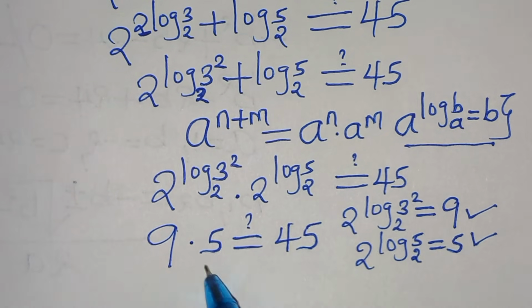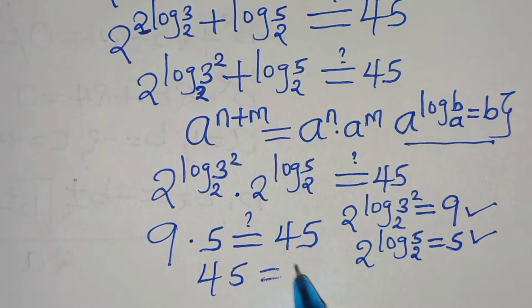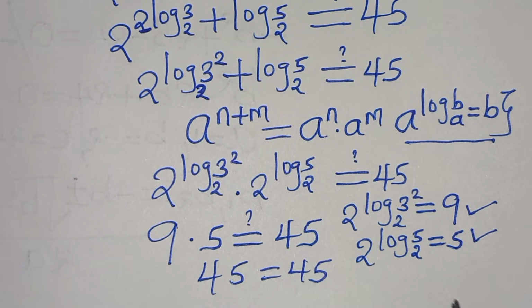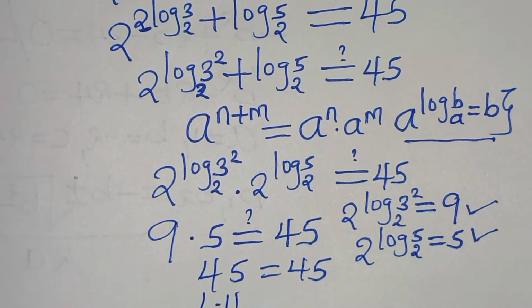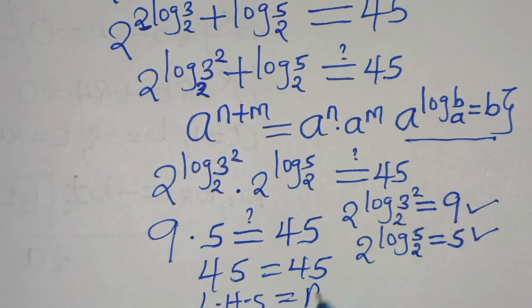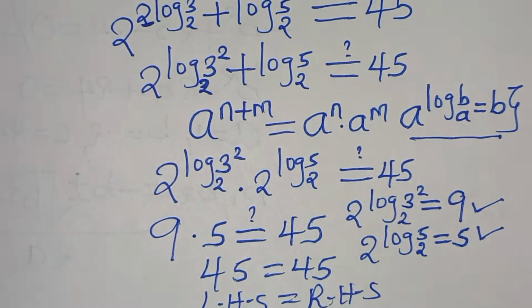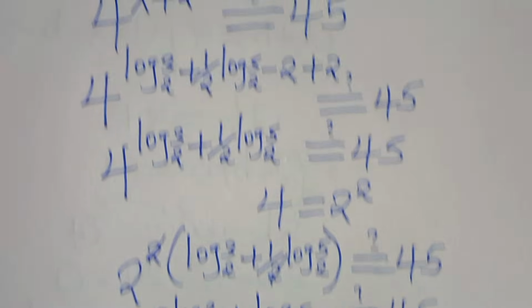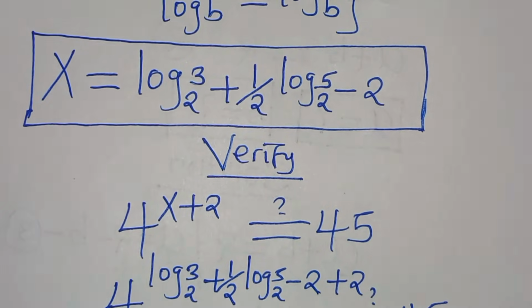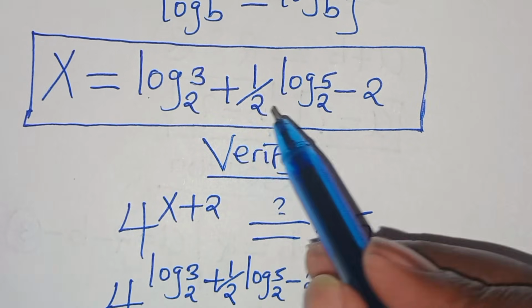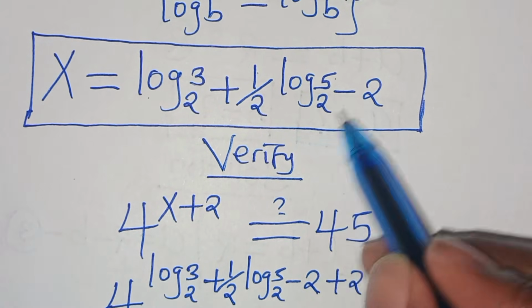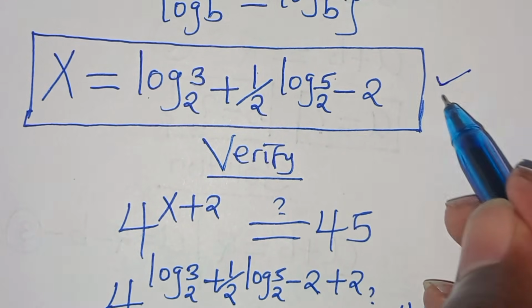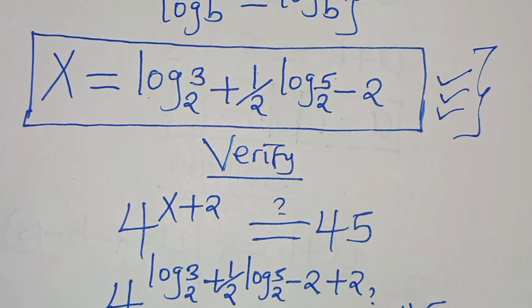So 9 times 5, this is 45, and this is equal to 45. So the left hand side is equal to the right hand side. And this affirms that the value of x here, which is log 3 to base 2, plus a half log 5 to base 2, minus 2, satisfies the equation.